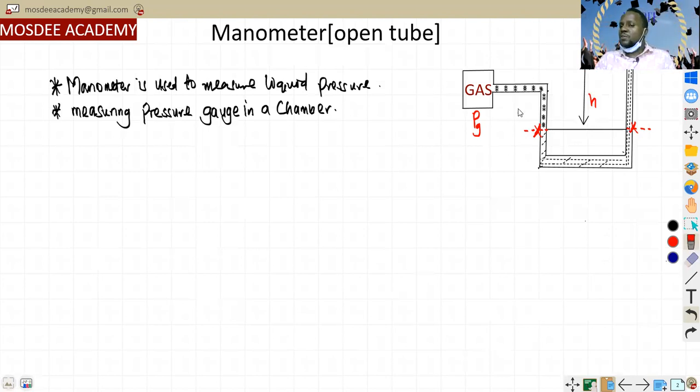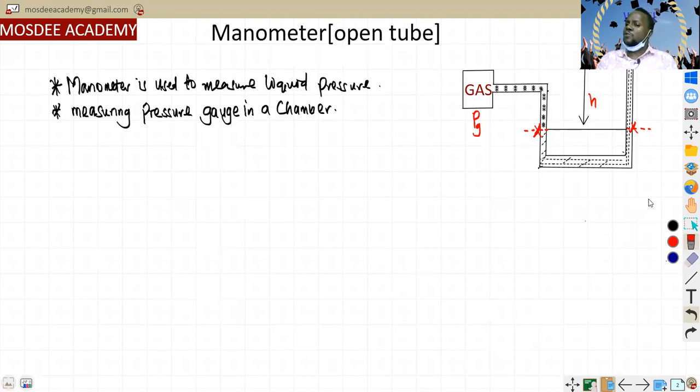Now, let us not make a mistake, because there are two different liquids here. You can see this is liquid one, and this is liquid two. If I should draw that line here, where I have two different liquids, the pressure acting on each of them is not the same. I hope we understand this so that we don't make a mistake.